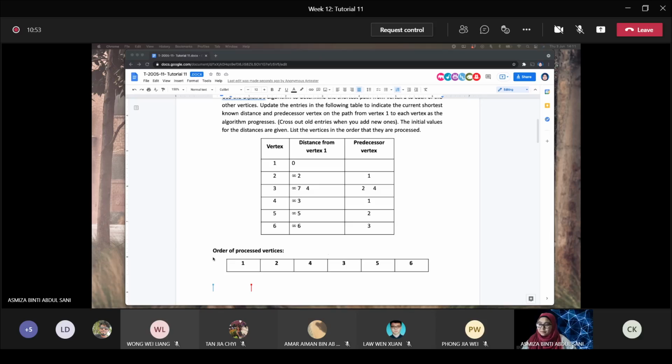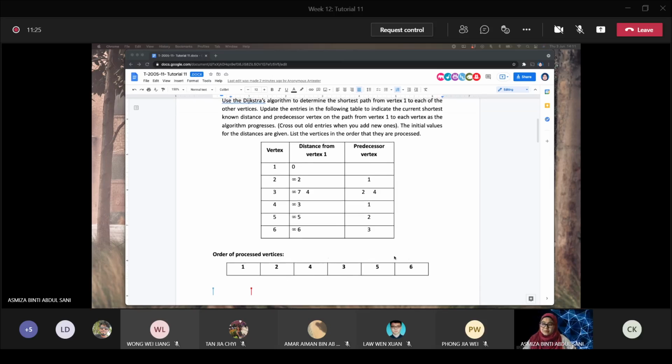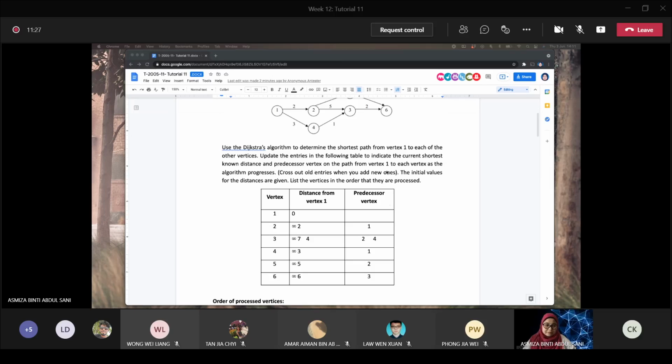At least for the order of process vertices, you should be able to get this. Okay, so if you remember, we did use some kind of array or some kind of table inside the lecture where we keep track of the processed vertices, right? So the order would be whatever the order of process vertices that we can get from the table. All right, so maybe I will go through this table with you.